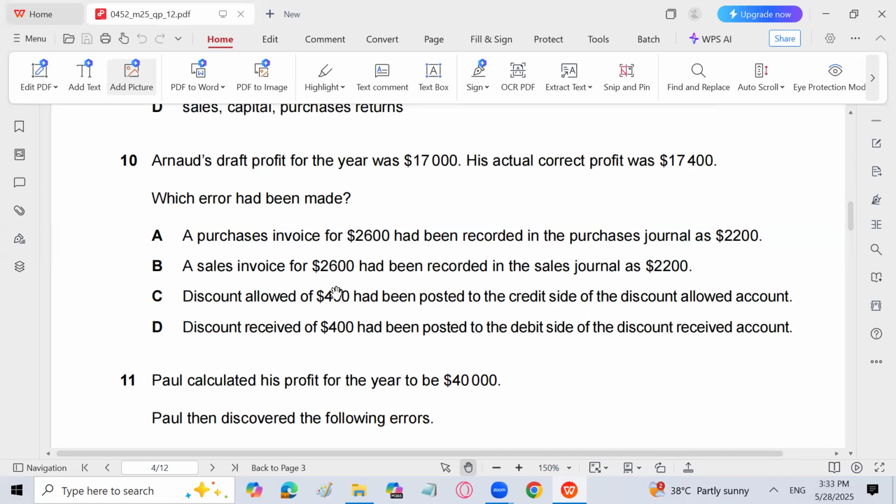You have to credit sales by 2,600, but you have credited it by 2,200. So sales is basically understated by 400. So when you credit sales by 400, your profit will increase by 400. So the correct profit was 17,400 because of entry B.